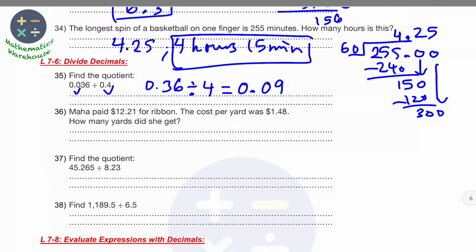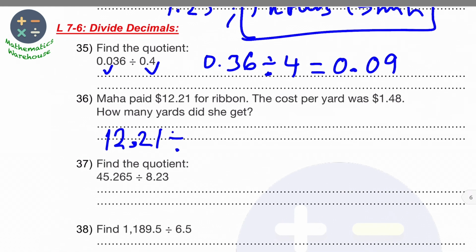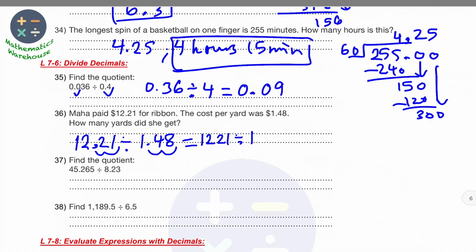Next question. Maha paid $12.21 for ribbon. The cost per yard was $1.48. How many yards did she get? We have to divide 12.21 by 1.48. Here we have 2 places in the divisor. Move the point 2 places. So the new problem would be 1,221 divided by 148. So we can divide this: 1221.0 divided by 148.